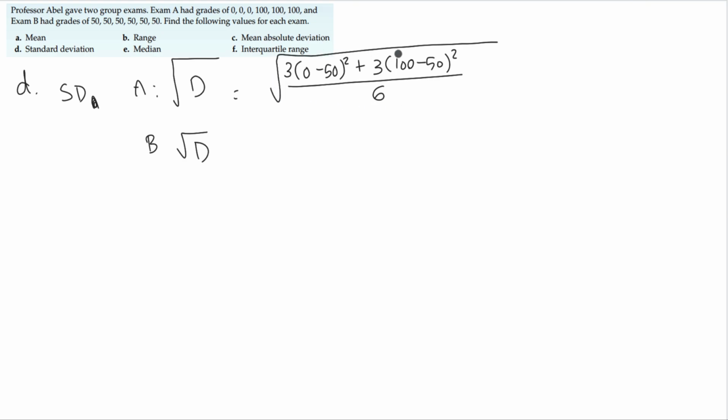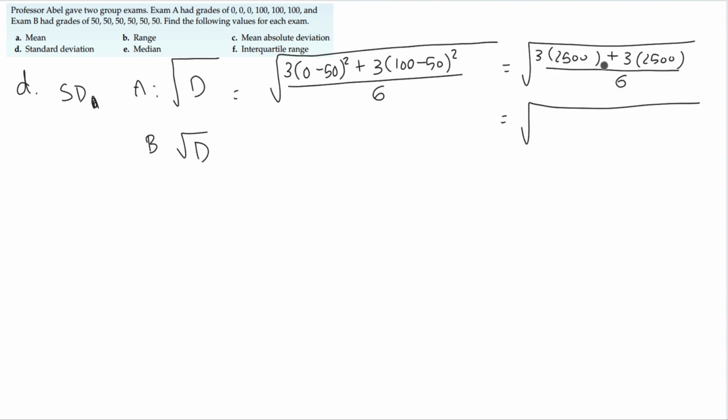So inside of the square root, that's the deviation. To find standard deviation, you take the square root of that, right? So what's inside the square root? We can have 3 times 0 minus 50 is negative 50. Negative 50 times negative 50 is positive 2,500, right? And same here, 3 times 100 minus 50 is also 50. 50 squared is 2,500, over 6.